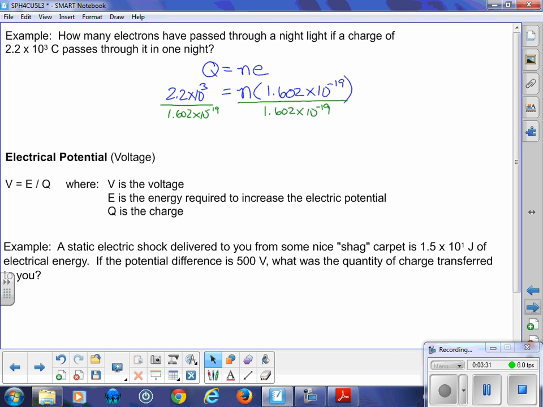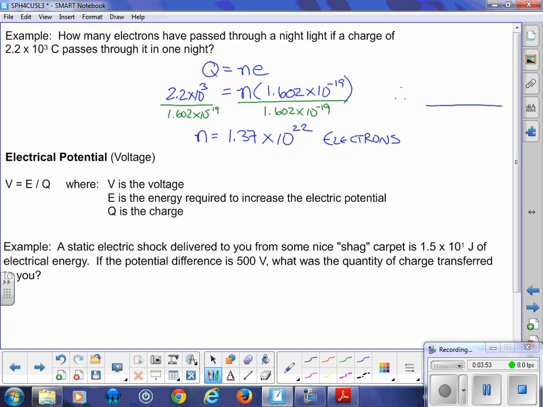When you do the calculation here, we determine that N is equal to 1.37 times 10, and the exponent here is 22. And that is electrons. So that's the number of electrons it took to power that night light. Keep in mind that 22 means that after the 137, there would be 20 zeros. So an enormous number when you look at the number of electrons required to power that light.